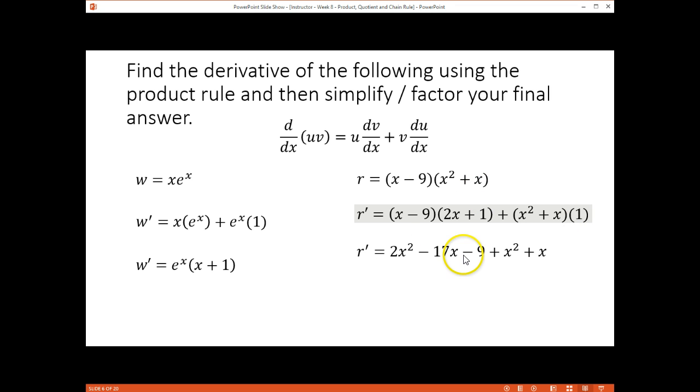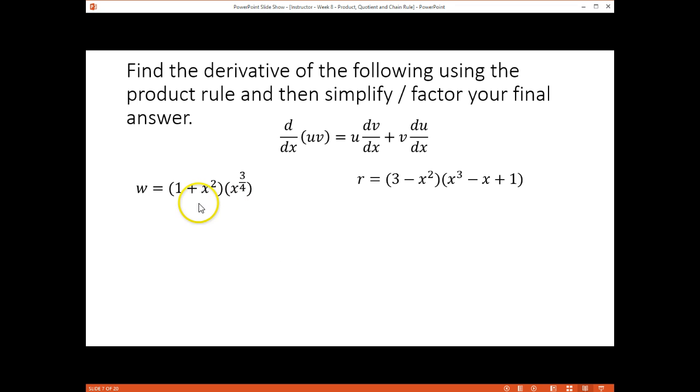And again, we can FOIL this out and then combine like terms, and we get our final answer. What we should note is that if we had sat there and FOILed this out to begin with and then taken its derivative using our general power rule, we would have gotten the exact same answer.